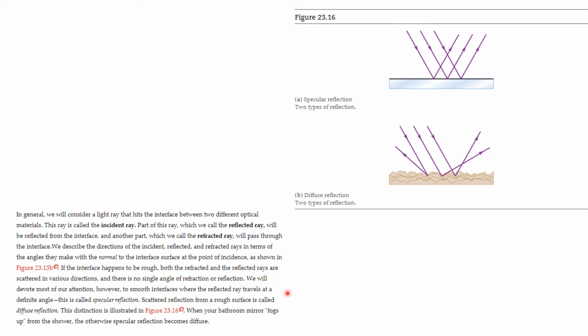We will devote most of our attention, however, in this chapter and also when we talk about sound, to smooth interfaces like the one up here, where there is none of that scattering, and the reflected wave travels at a definite angle. This is called specular reflection, and this is called diffuse reflection. As a physical analogy, when your bathroom mirror fogs up from the shower, the otherwise specular reflection in the mirror becomes diffuse. You look different as you look through a fogged up mirror.